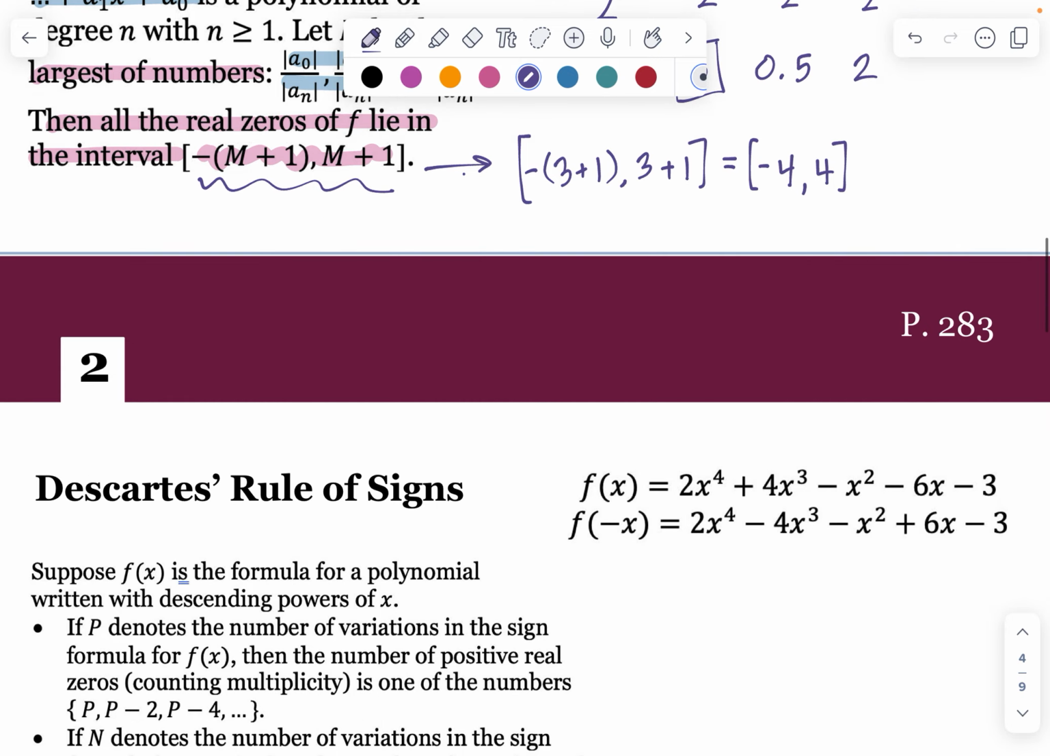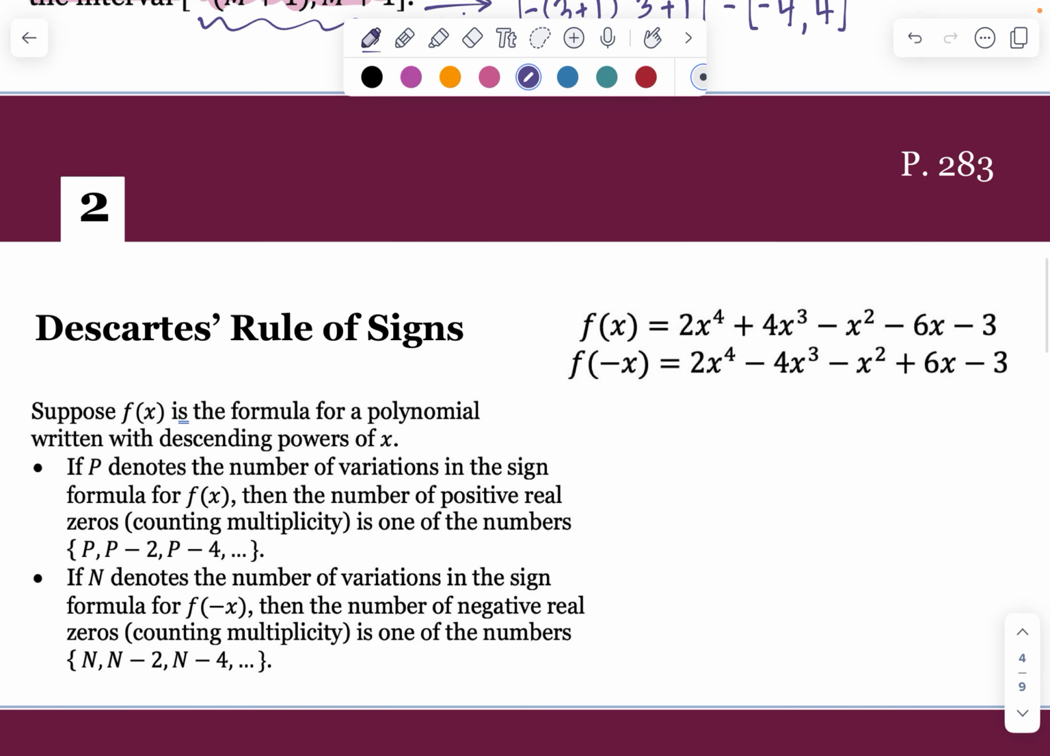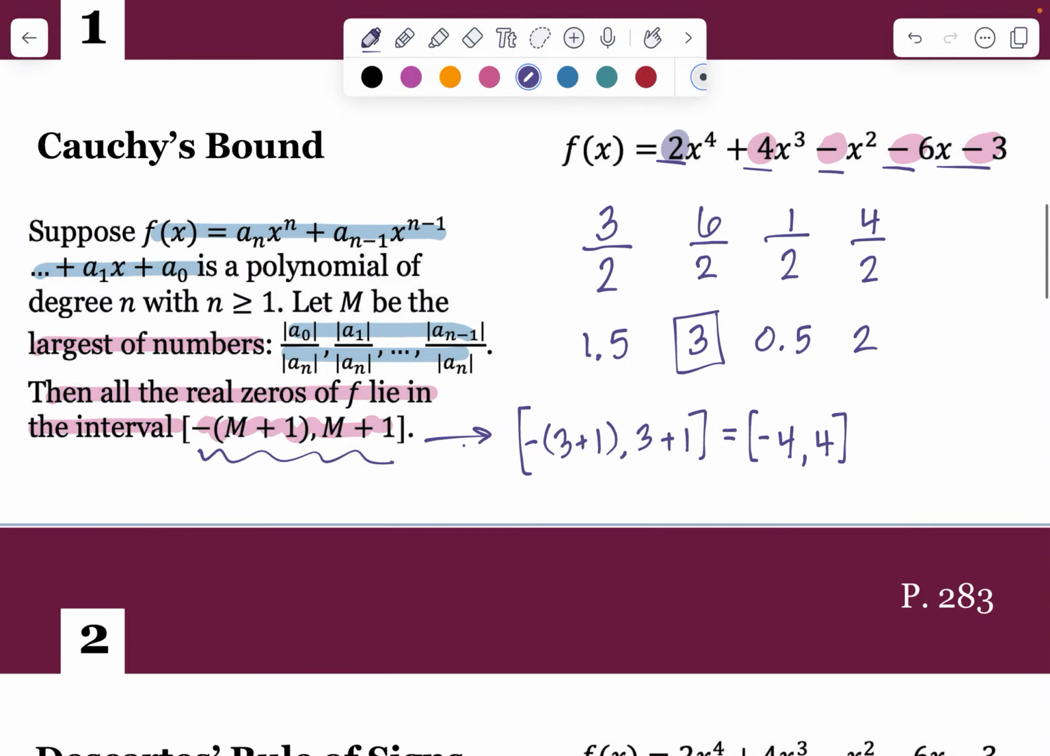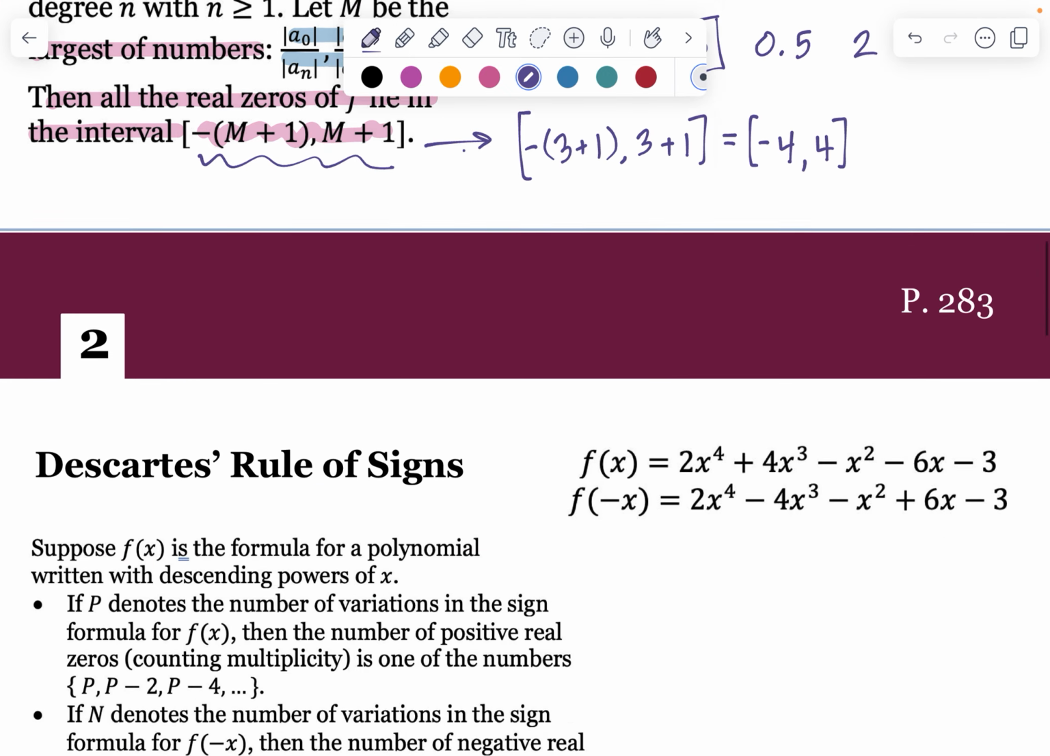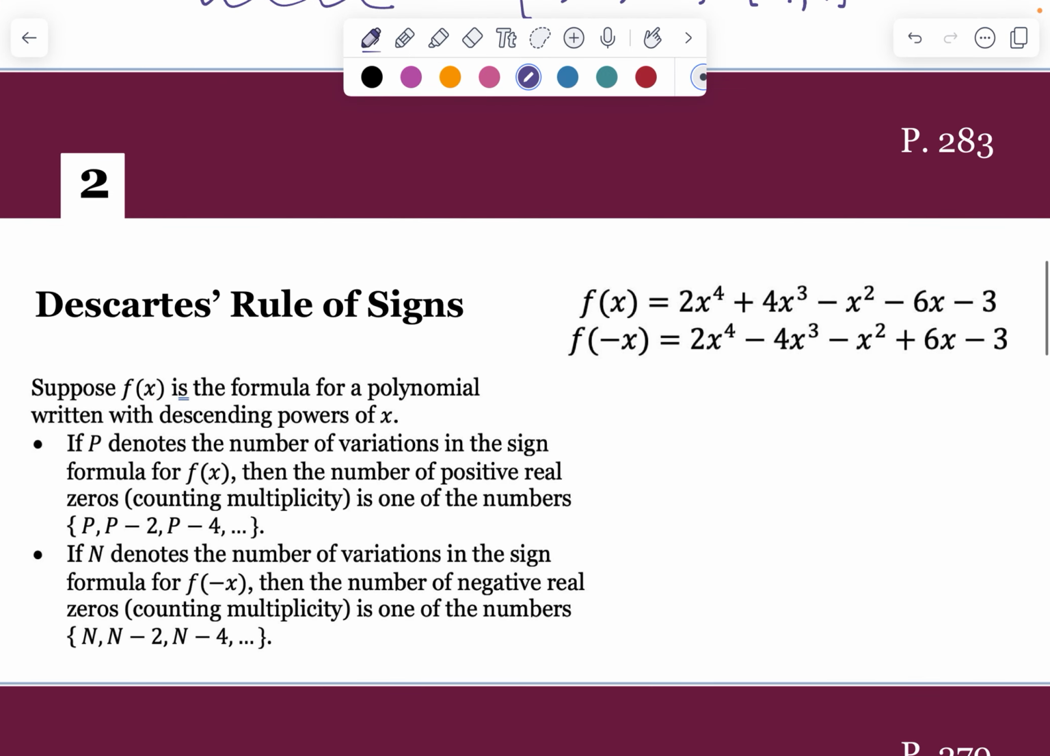All right, the second item is called Descartes' rule of signs. This is also going to help us determine what kind of roots to expect. We're still not going to know what the roots are yet, but we'll get there next. This is going to help us look at whether we have positive roots or negative roots. Here we had an interval. Here we'll be able to narrow down on which side of the y-axis we will find these.